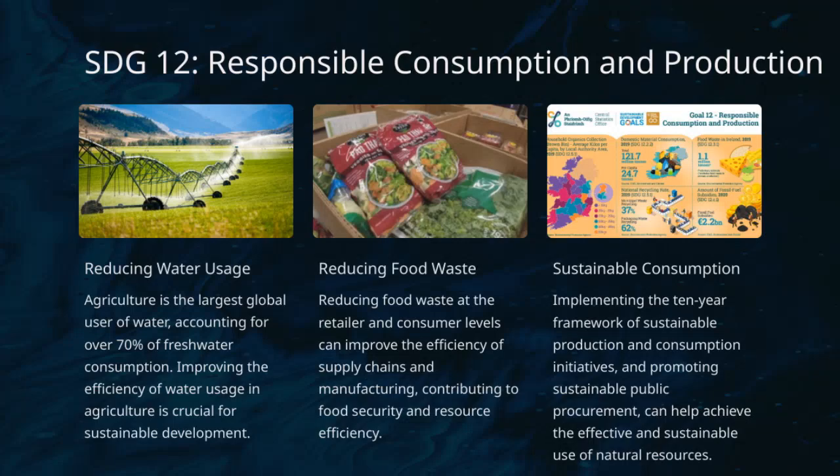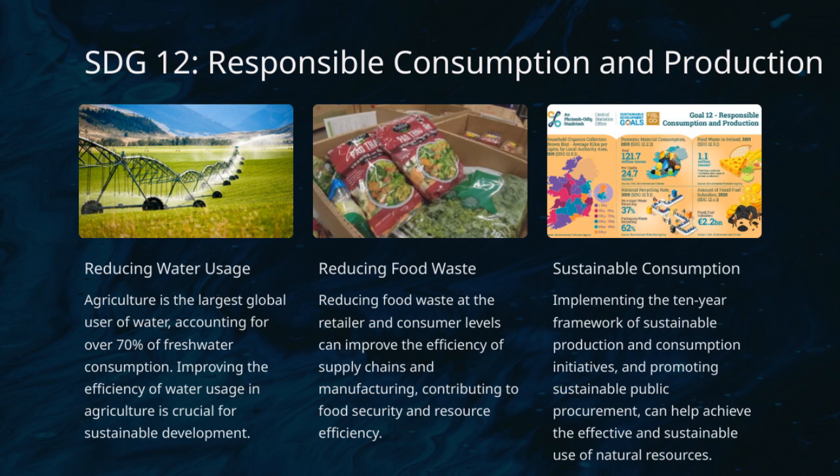Now, let's look at how implementing the 10-year framework of sustainable production and consumption initiatives can make a real difference. By promoting sustainable public procurement, we can help ensure that natural resources are used more effectively and responsibly. Focusing on sustainable consumption, one key area is reducing food waste at both the retailer and consumer levels. When we cut down on food waste, it improves the efficiency of supply chains and manufacturing processes, which not only helps with food security, but also conserves resources overall.